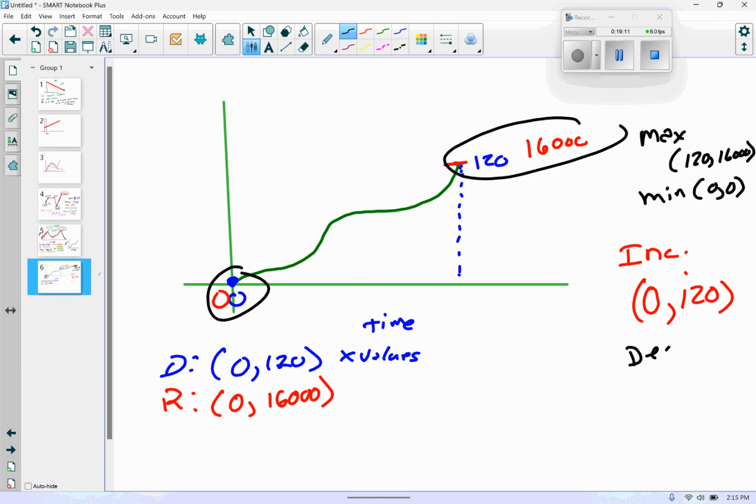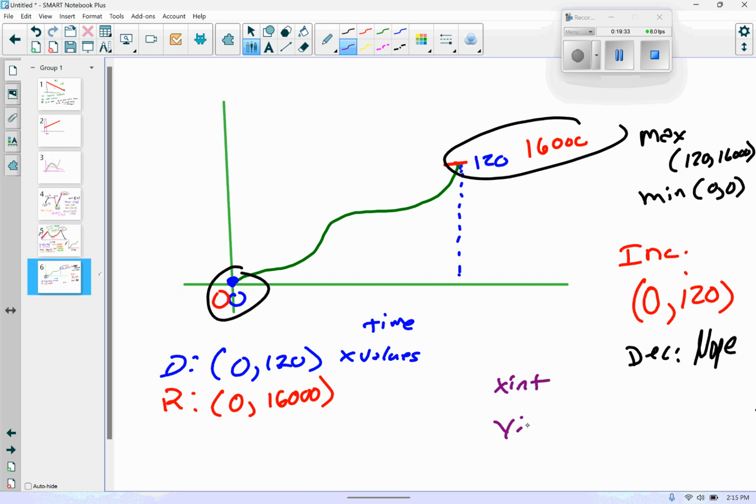Decreasing. Does this graph ever go down? No. The official math term is nope. Is it really the official math term? In the land of stirrup, it is. Okay. And then we want the x-intercept.